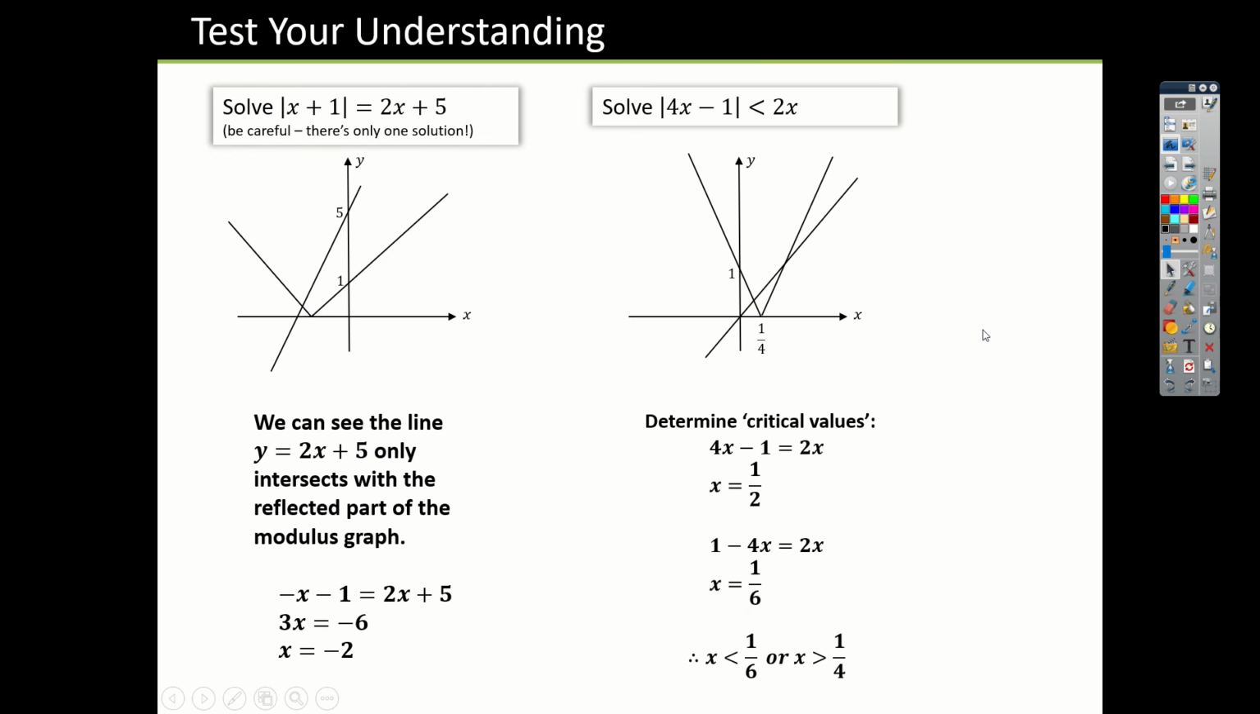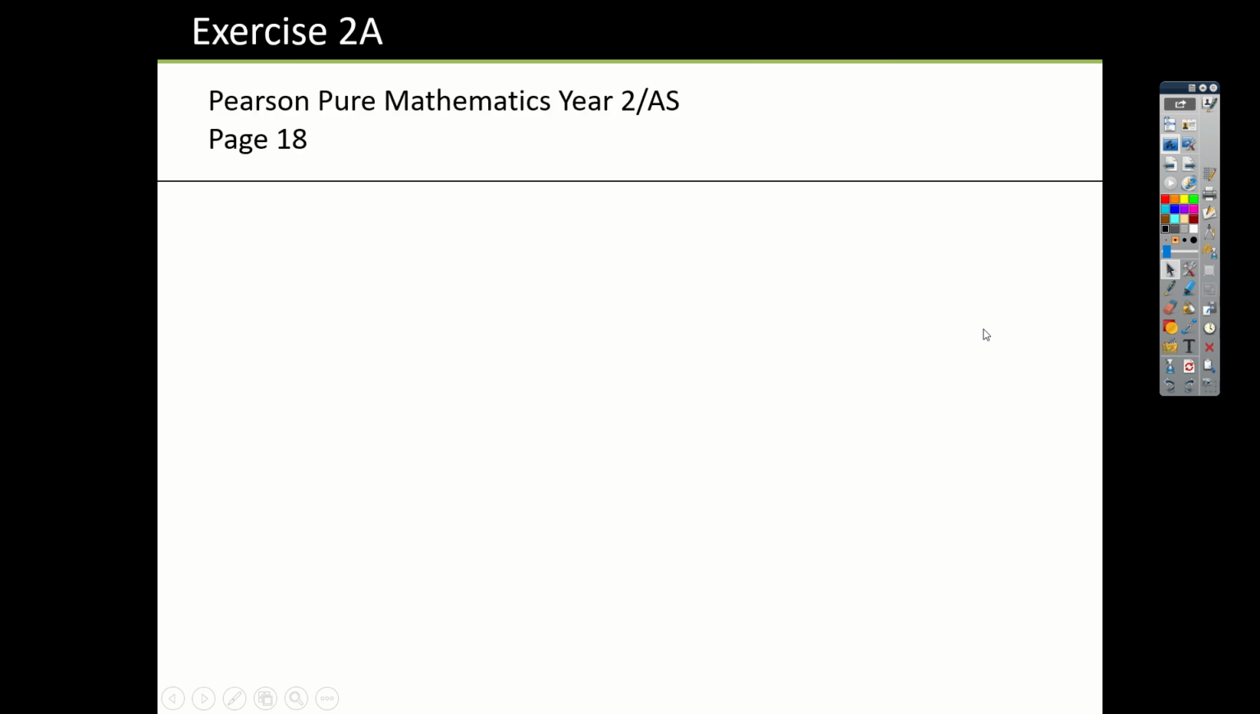Okay, that's the modulus functions. Okay, that's for exercise 2A to start off the next part of the course.